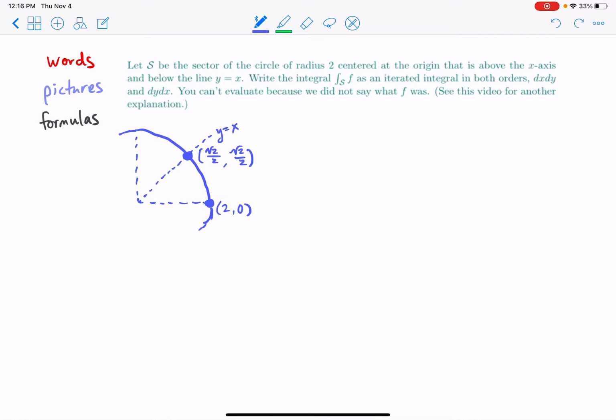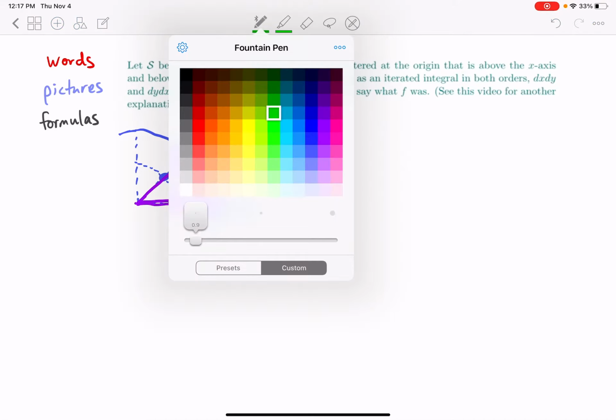So I have to multiply this by 2, because a circle of radius 1 would be here, and this point would be root 2 over 2. And so this is just the point root 2 comma root 2. Okay? And so the sector of the circle is this, right here. Okay, so let's just label some of these.